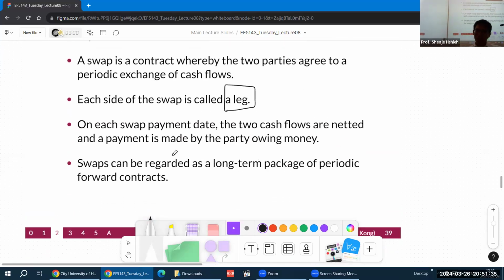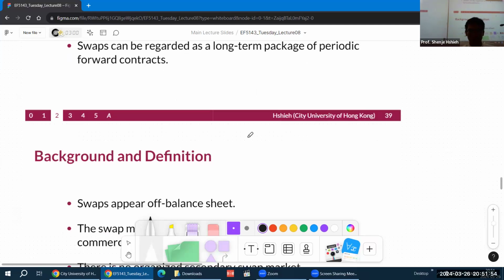Each swap payment occurs simultaneously, and it's netted out, and payment is made by the party that owes the money. So it's not always the case that you need to actually make the physical transfer. You just take the net, and whichever nets out more positive gets the cash. Okay.